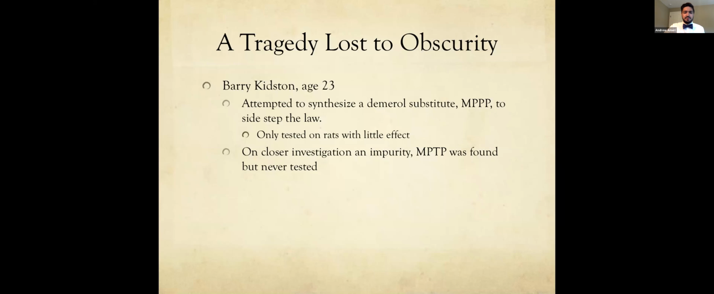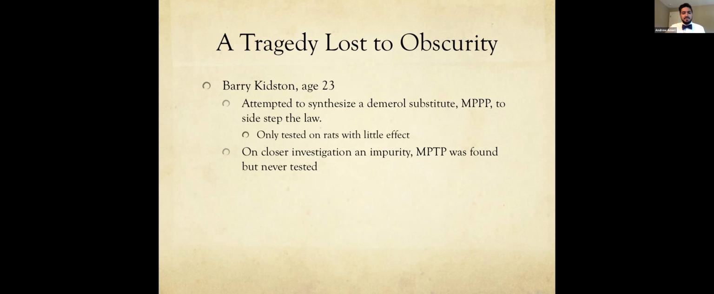He was a 23-year-old undergraduate student who presented with a syndrome that looked just like Parkinson's disease. It was discovered that he was attempting to synthesize a Demerol substitute, which would be legal. He was seen at the National Institute of Mental Health, who noted improvement with levodopa. When they tested his drug, it was a compound called MPPP. This compound was studied on only rats and noted to have similar effects, but only temporarily, leaving researchers without a clear explanation for Barry's presentation.